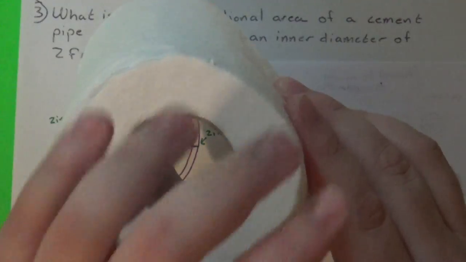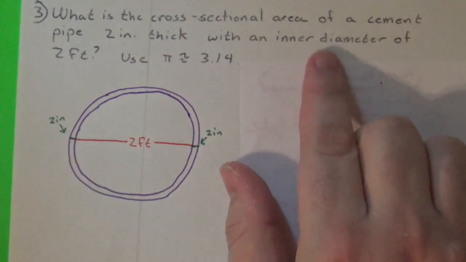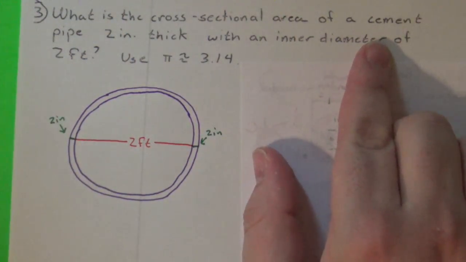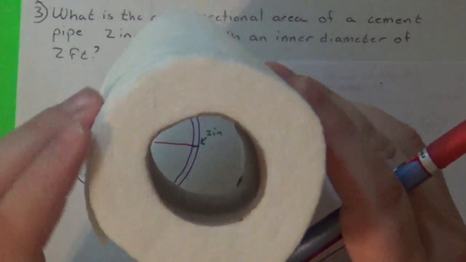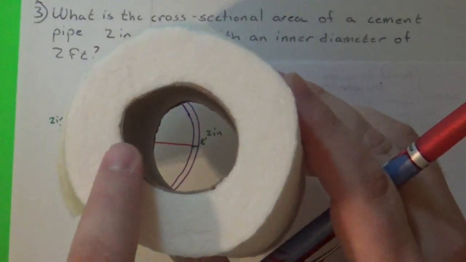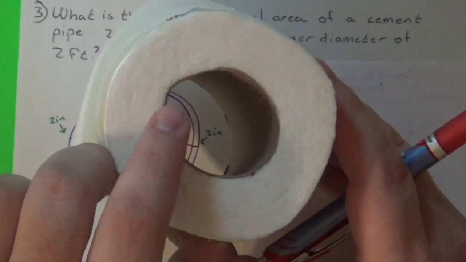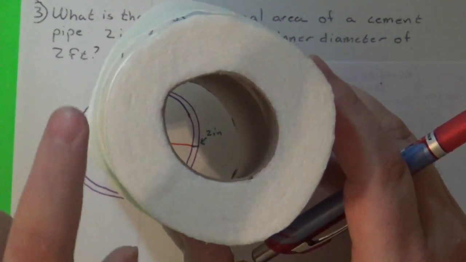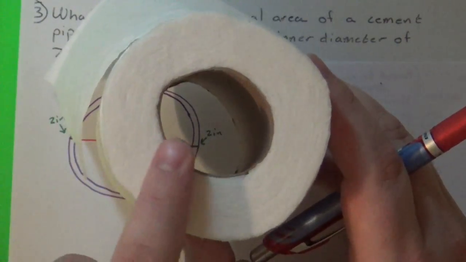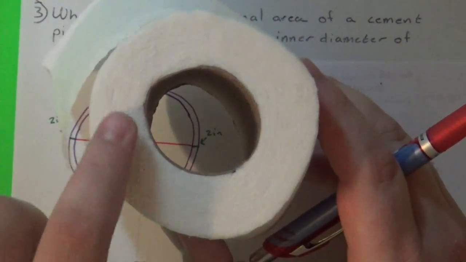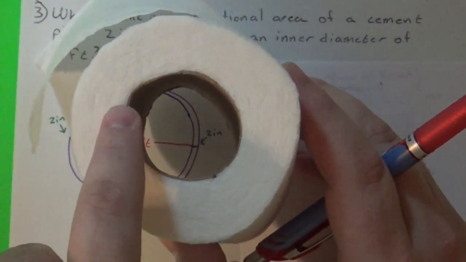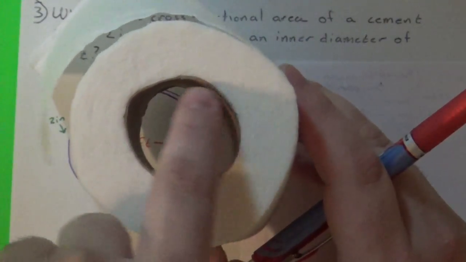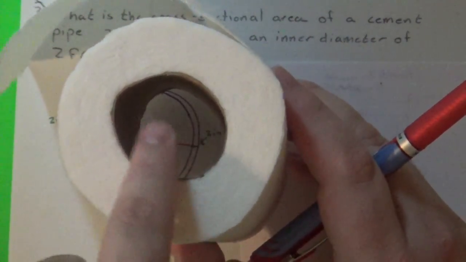All right, so in this particular problem, it told me that I had a cement pipe that's 2 inches thick. So here we go, kind of looking at it this point, from here to here, from this part of the roll to the outside of the toilet paper. That's like 2 inches thick. Okay, I know this is not exact, but I want you to see the point. And then the problem says that the inside diameter, so the actual cardboard tube, would be approximately 2 foot.